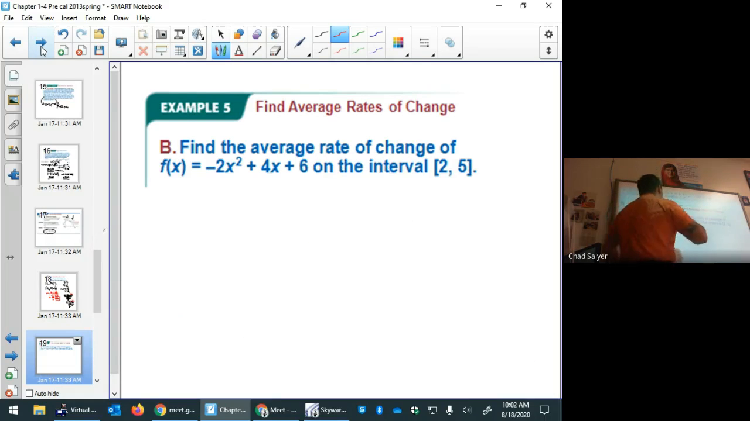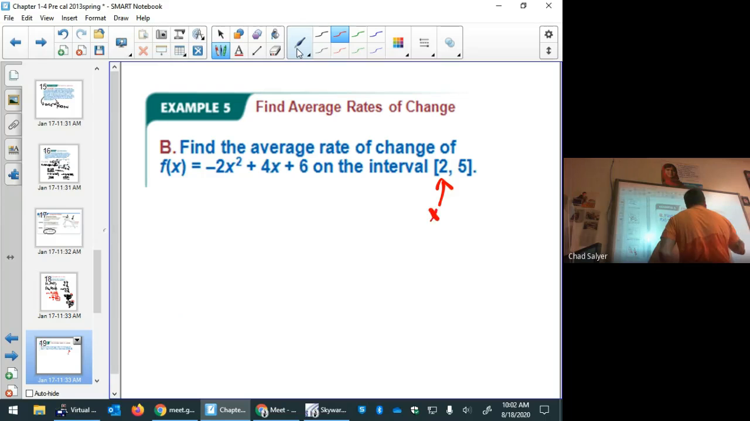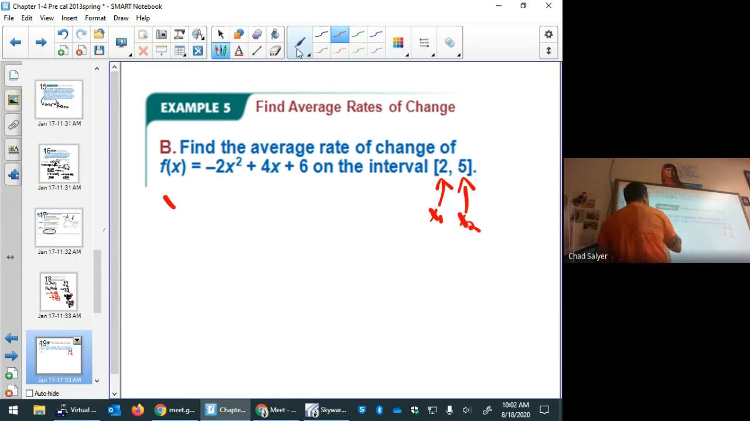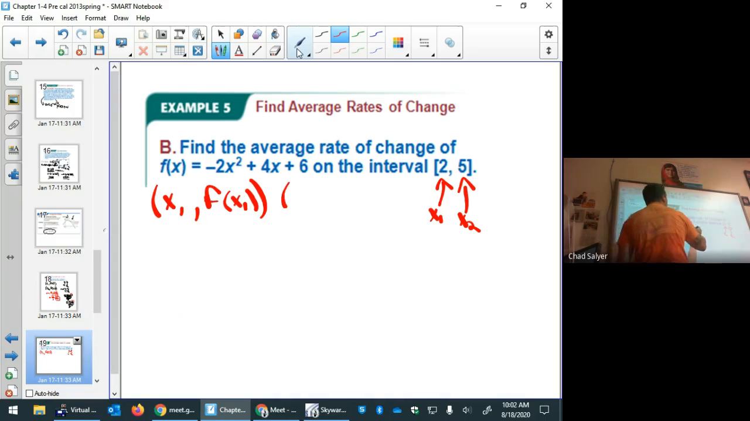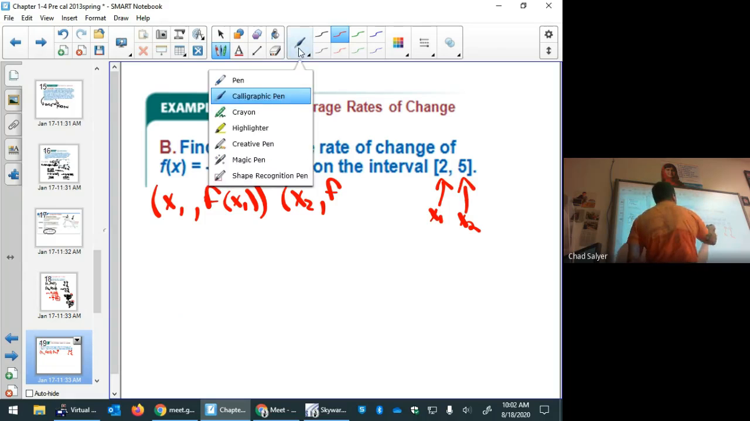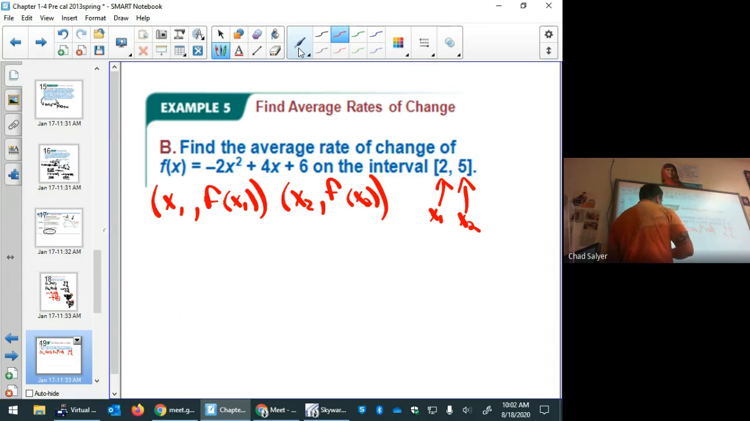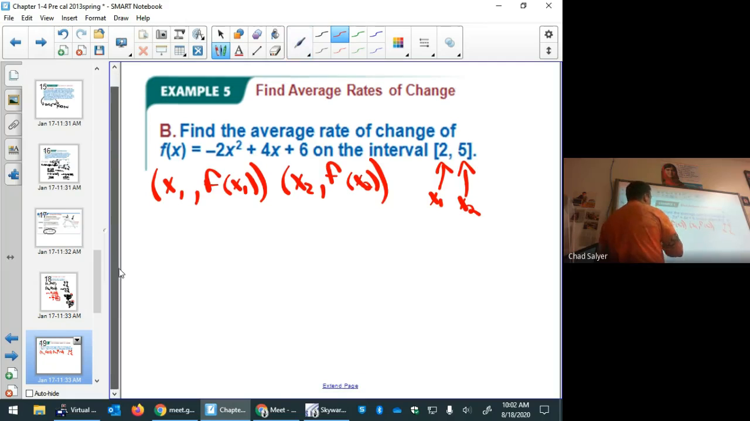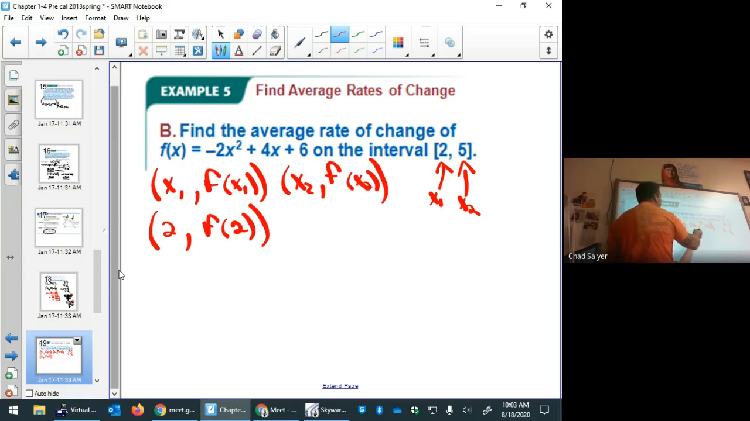Once again, average rates of change. So we're given our x1 and our x2 here, and we want to find x1 comma f of x1. That'll be our first point. And then x2 comma f of x2. This is going to be 2 comma f of 2. And this is going to be 5 comma f of 5 for this point.